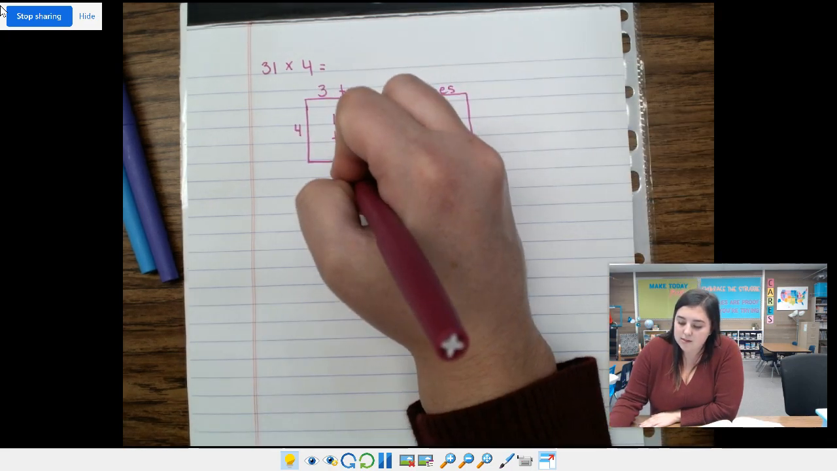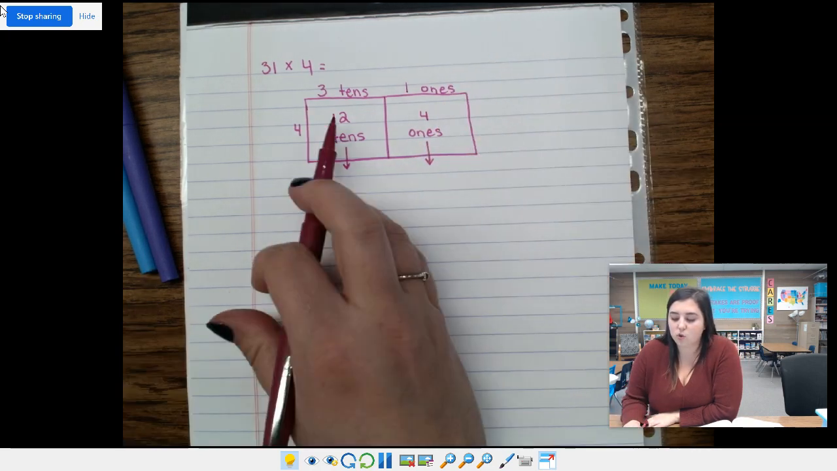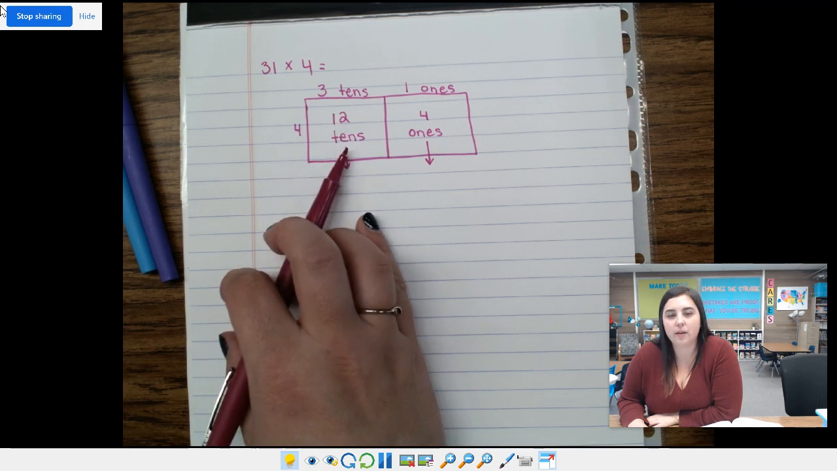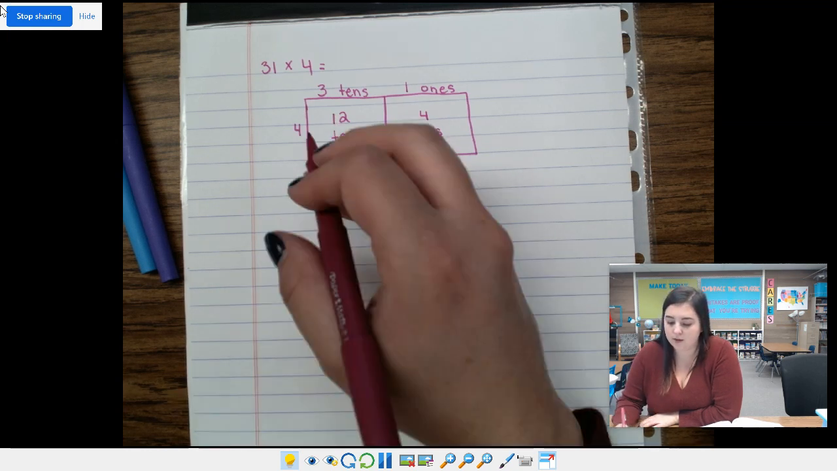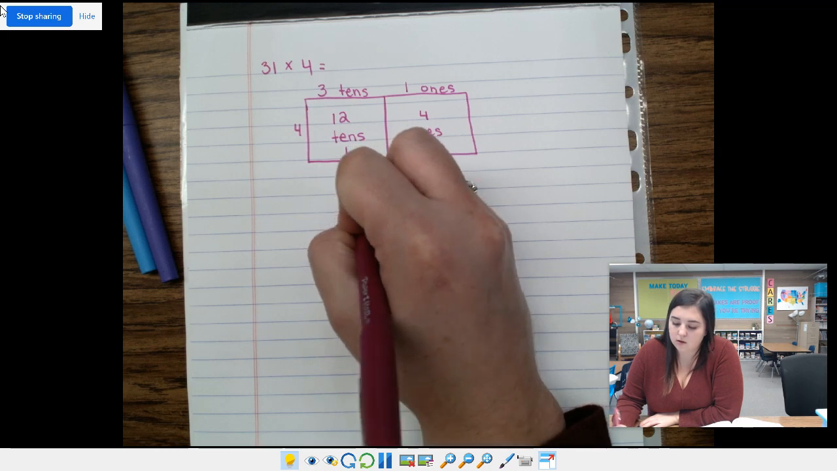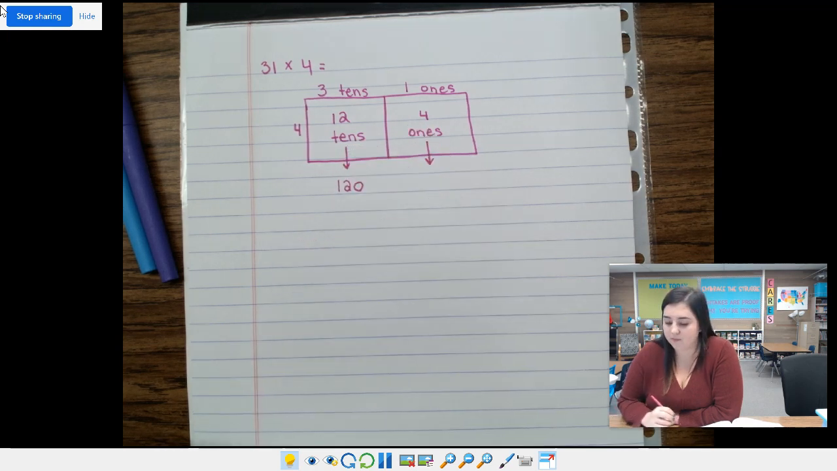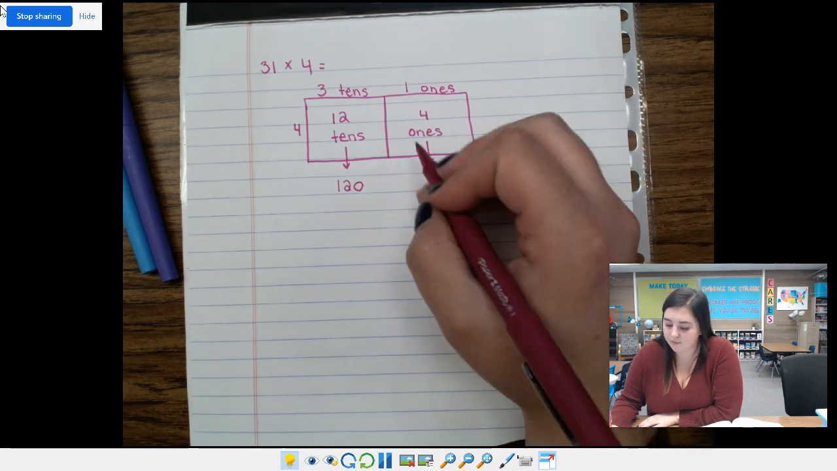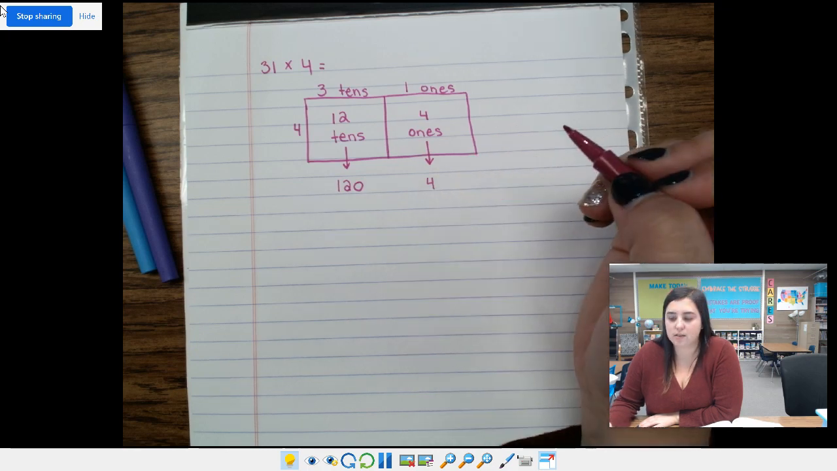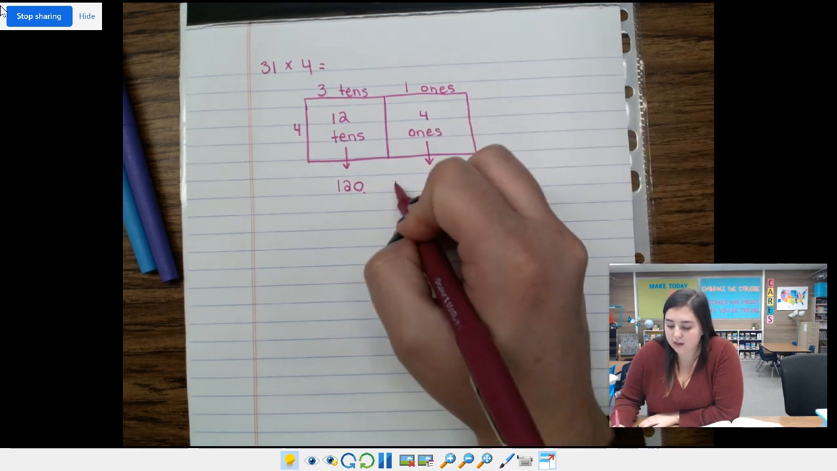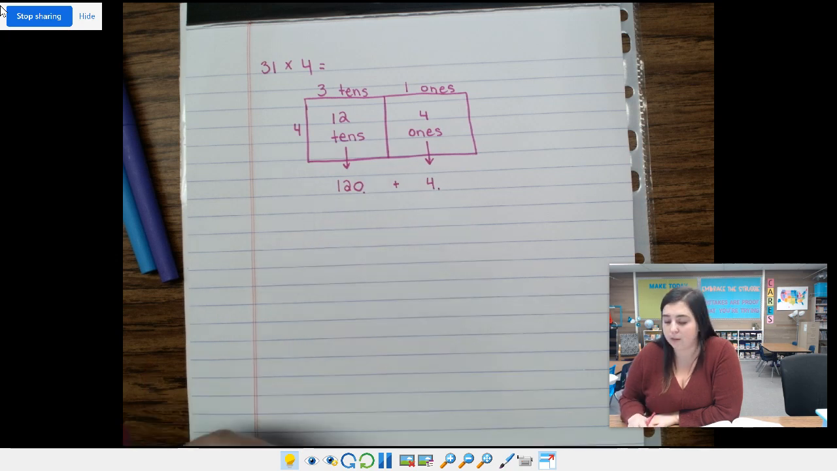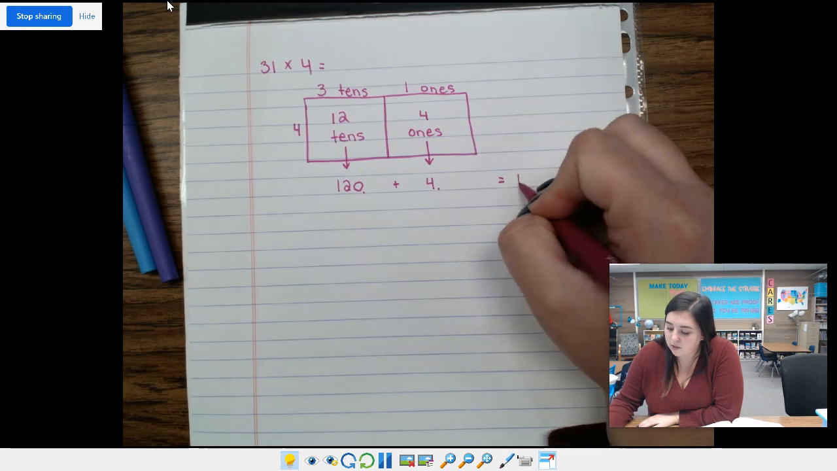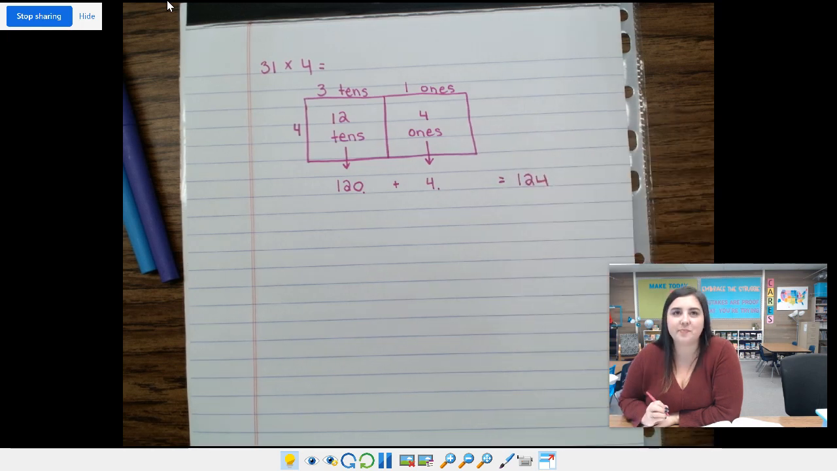When we write this as decimals, so 12 tens, think of it like money. You have 12 $10 bills. How much money do you have? You'd have 120. What about 4 $1 bills? How much would you have then? $4. And this one's easy enough to do in my head because they're both just whole numbers. So 120 plus 4, our answer would be 124.